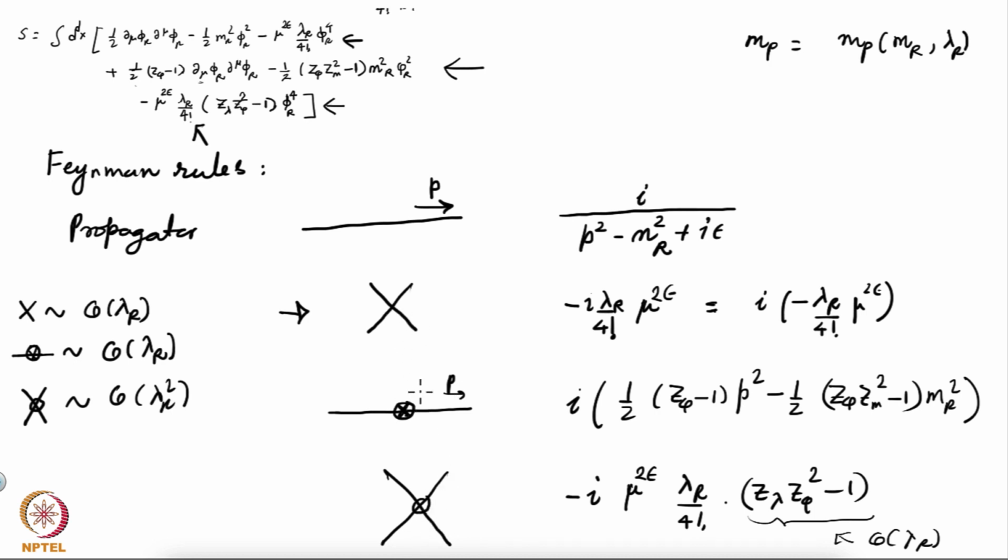So if you are calculating something only up to order lambda r, then you don't need to use this last vertex because that contributes at order lambda r square. Okay, so one has to be careful in using this because these are of different orders.